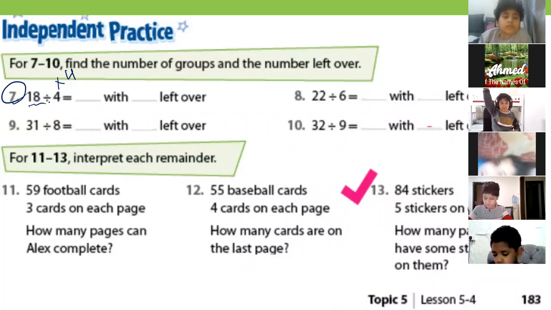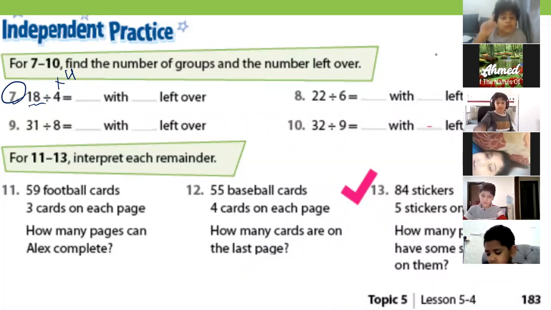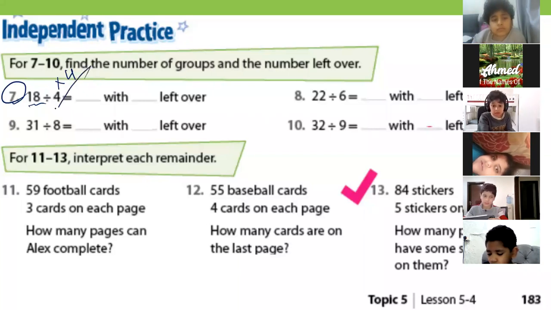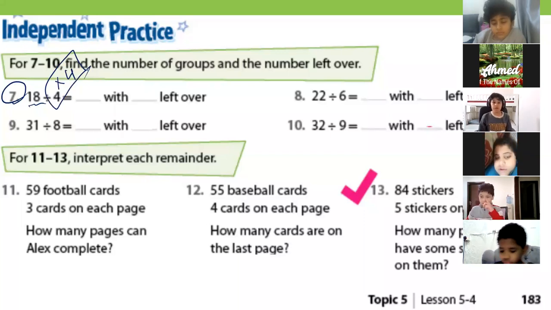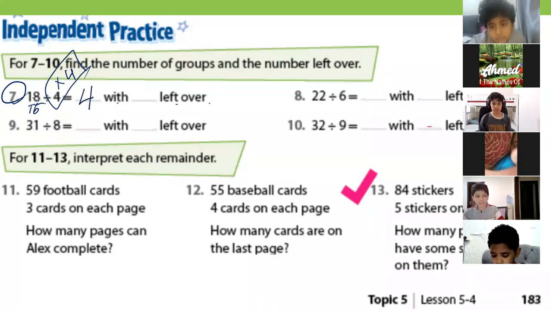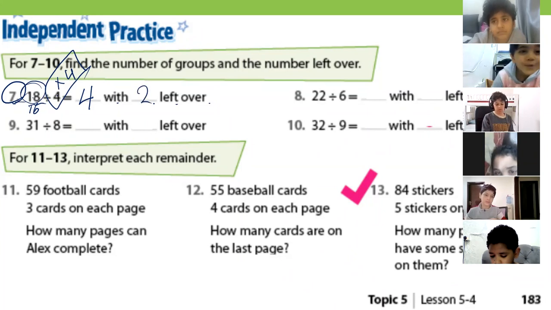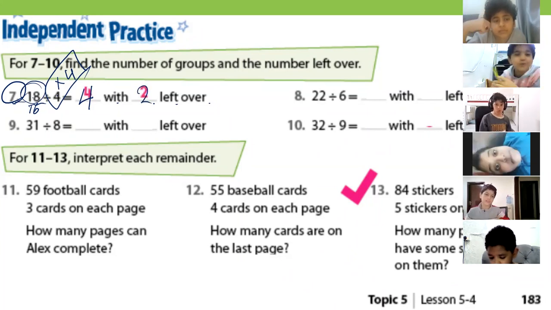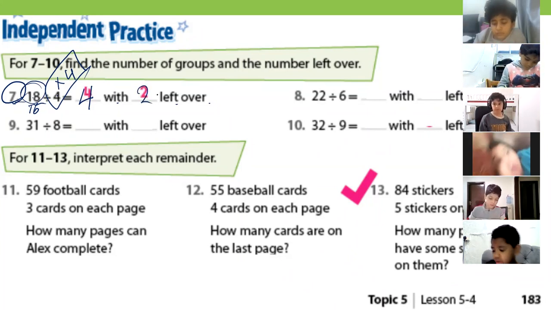Salim? No. 16? Four by four equals 16. Excellent, Anas. 18 divided by 4 equals 4, with what left over? You will subtract 18 minus 16 and you will get what? Two. Left over is 2.